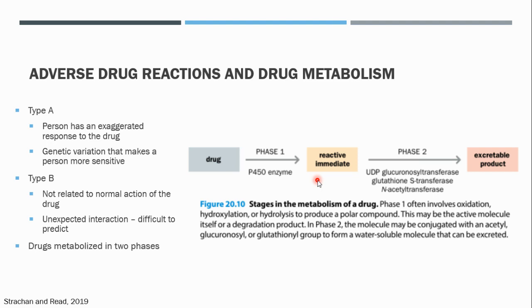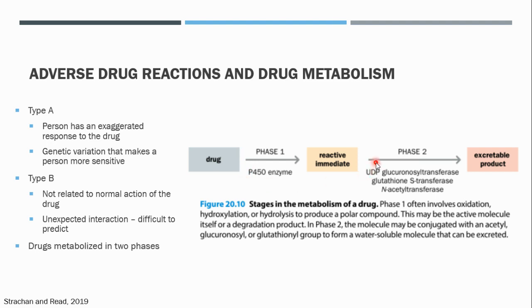Now, phase 1 drug metabolism involves oxidation, hydroxylation, or hydrolysis of the drug. And this usually results in the creation of a reactive intermediate, which is a polar compound. And this can then be a biologically active molecule which can interact with its drug target and exert its mechanism of action. And phase 1 drug metabolism is largely due to the presence of P450 enzymes, which we will discuss in more detail. So genetic variation around these P450 enzymes is very important in phase 1 drug metabolism.